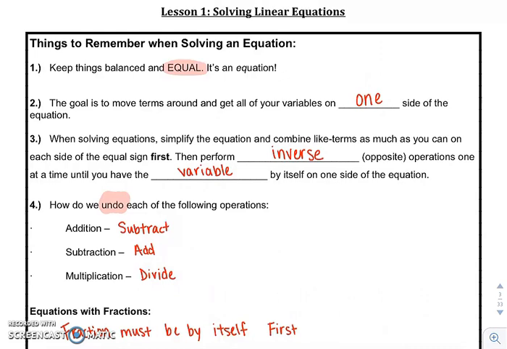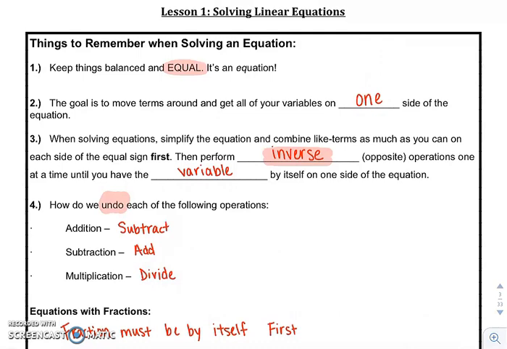So when solving equations, you want to simplify the equations by combining like terms as much as you can on each side of your equation. And when you can't do anything isolated to each side of the equation, that's when you guys start moving things around. So you perform these inverse operations, and that's just the mathematical term for opposite operations, one at a time until you guys do get your variable to one side.